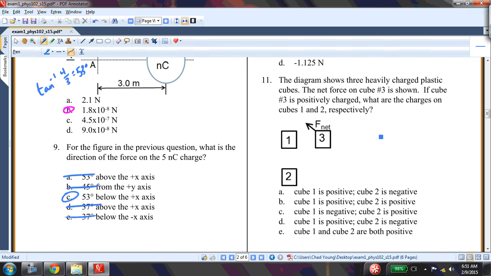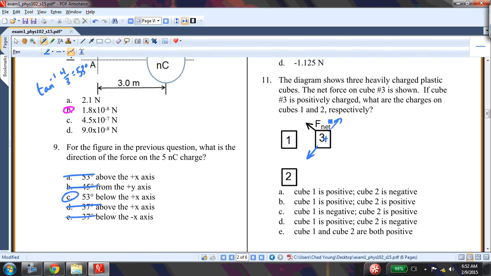This diagram shows 3 heavily charged plastic cubes. The net force on cube 3 is shown. If cube 3 is positively charged, what are the charges on cubes 1 and 2? Okay, well, let's look at the force due to particle 2. The force can either be in this direction or in this direction. Now, I know cube 3 is positively charged.